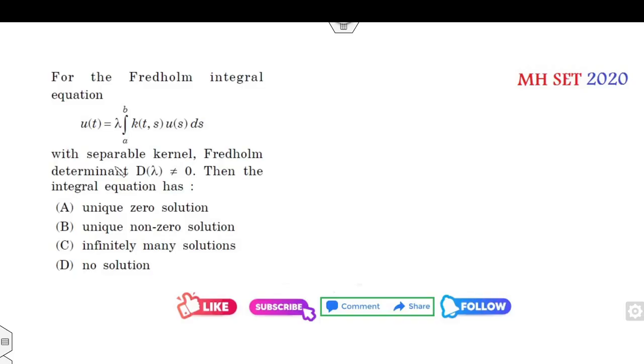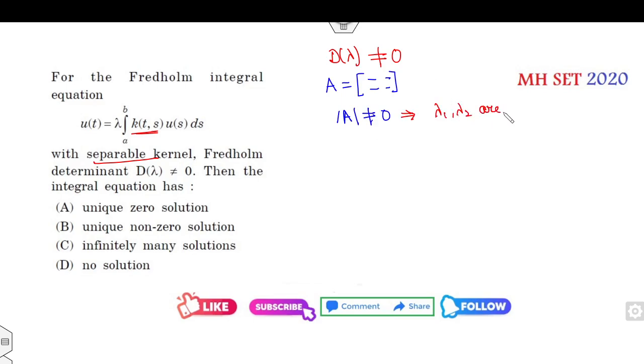For Fredholm integral equations with a separable kernel, whatever the K, suppose the Fredholm determinant is non-zero. That means whatever matrix we have obtained, its determinant is non-zero. What does that mean? This means the values lambda 1 and lambda 2 are not roots of the equation. Once they are not roots, that means the solution is always unique.